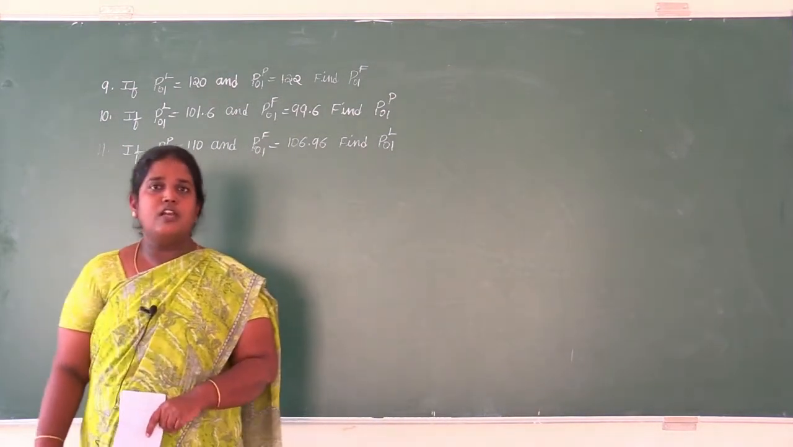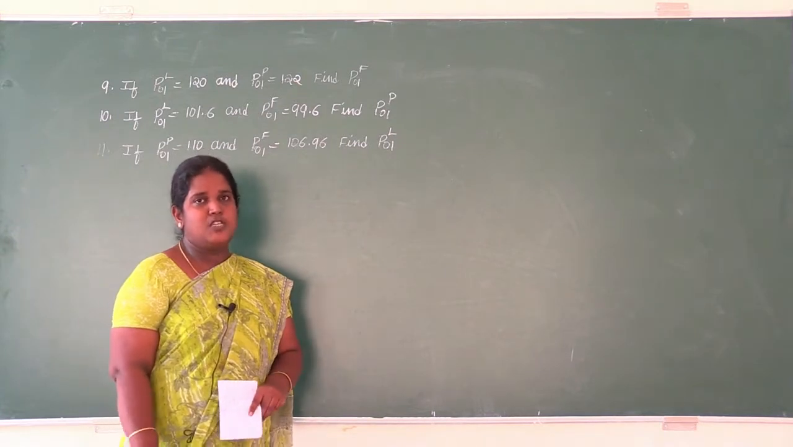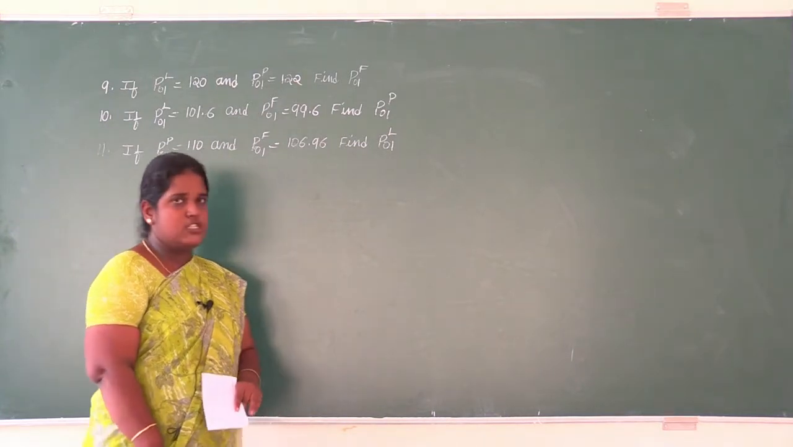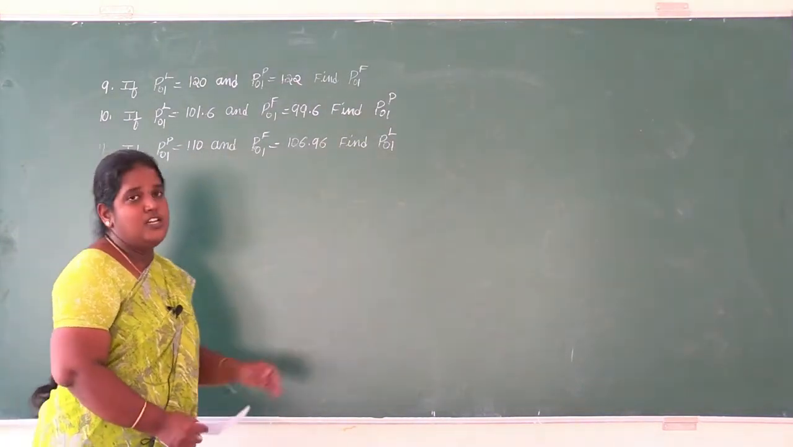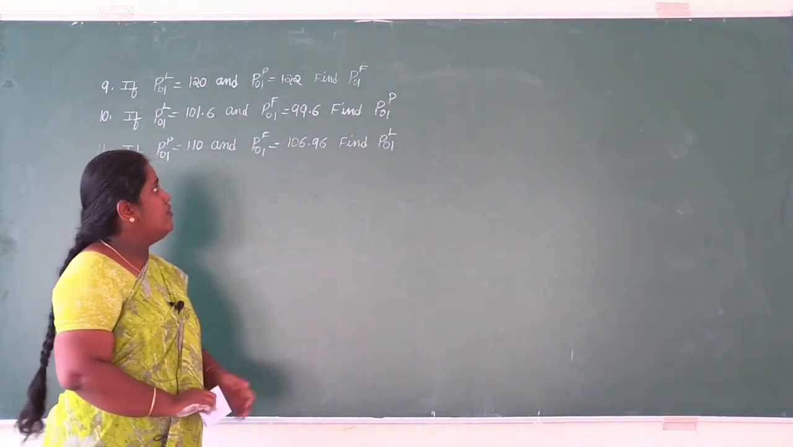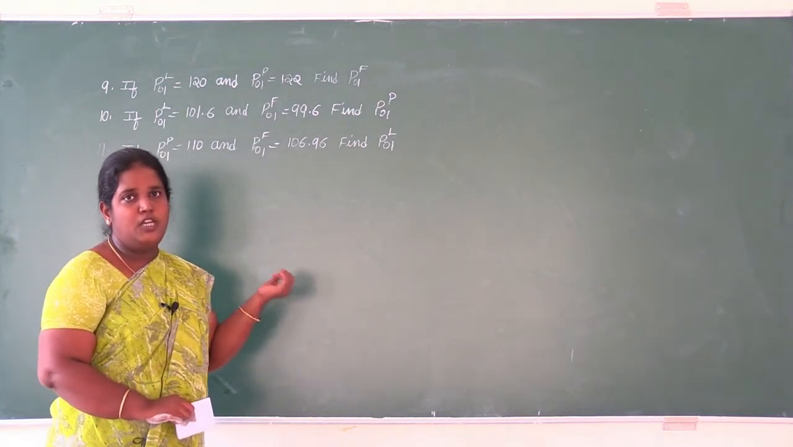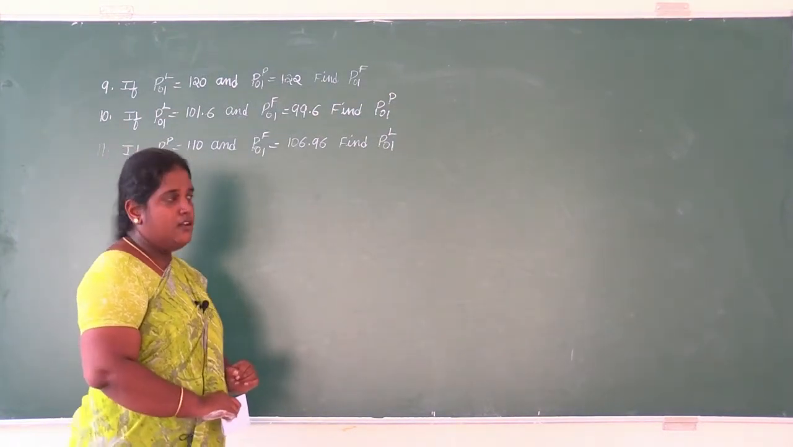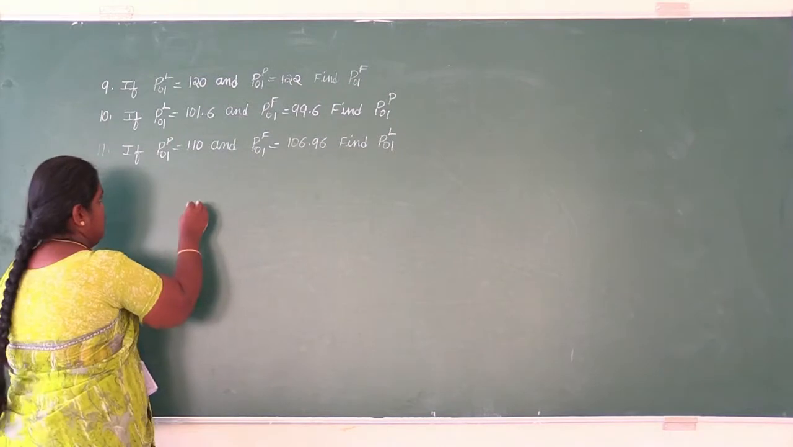So they have given here Laspeyres price index, Paasche's price index and Fisher's price index. So what is the relation between all the three? That is Laspeyres, Paasche and Fisher. Fisher's is the geometric mean of Laspeyres and Paasche index numbers. So we'll use that formula now.